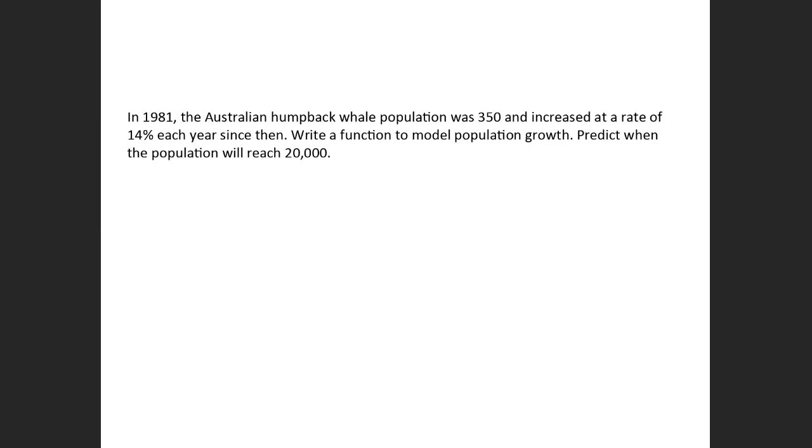Okay, so now this is 1981. So when I write my equation, I have to assume that my equation is from 1981, not from 2021, because the population of the whales was 350 in 1981. Okay, so 350, 14%, so that's going to be 1 plus 0.14 to the t power. And I want to find out when this is going to reach 20,000. So I'm just going to put 20,000 here and solve for t.